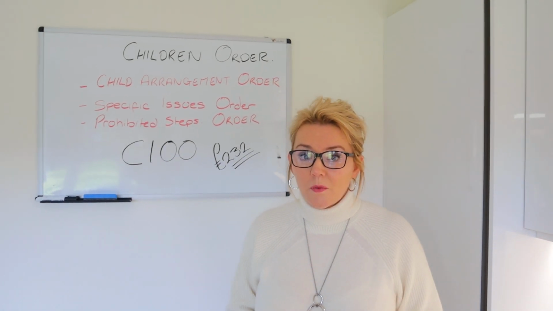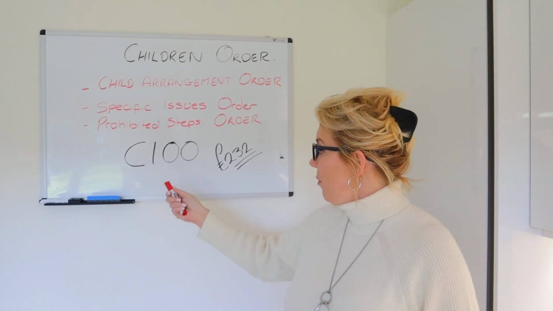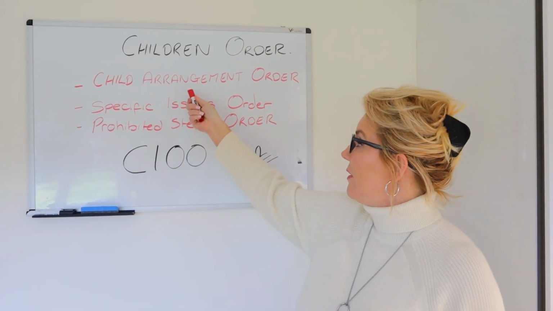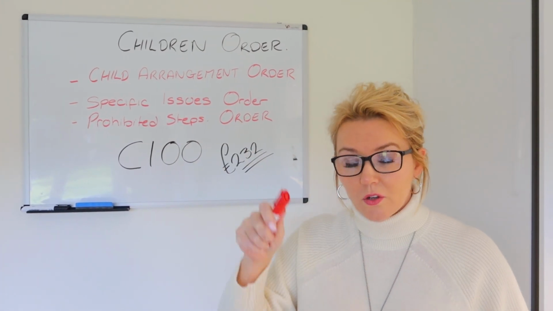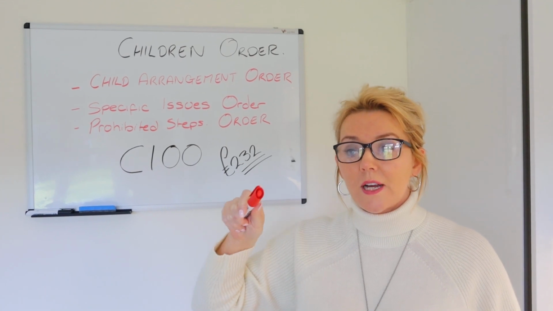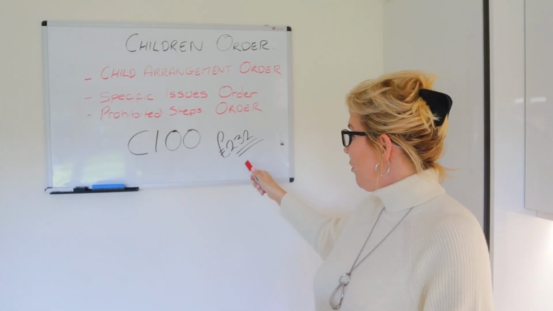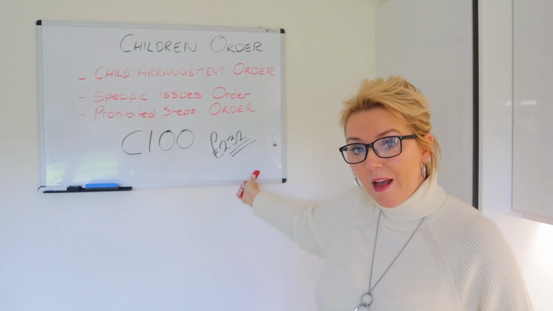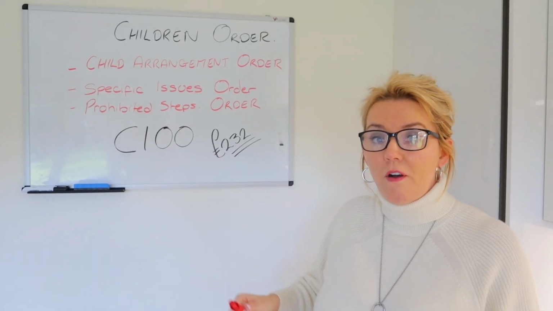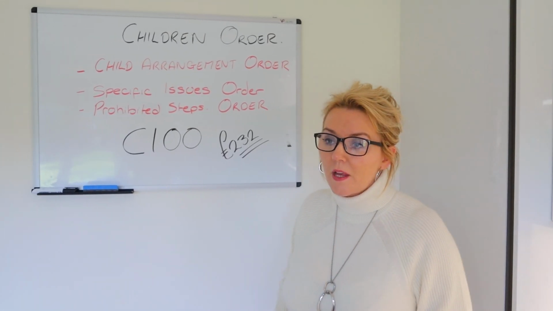So the first thing that I would suggest is get yourself a C100 and complete the child arrangement part of it. So you're going to tick the box, I want a child arrangements order. You're going to send it into court. There will be a court fee of £232 that will apply unless you qualify for fee remission. So that's the first thing.